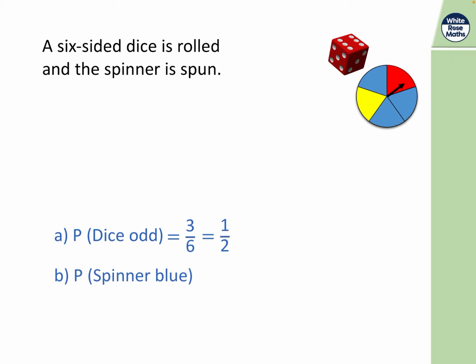And then for the spinner, what was it? The probability that the spinner lands on blue. There are 3 blue sections on the spinner out of 5 sections altogether. So 3 over 5, and we can't simplify that. It just stays as it is.